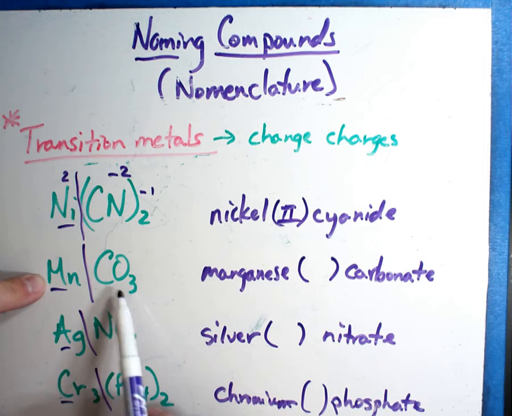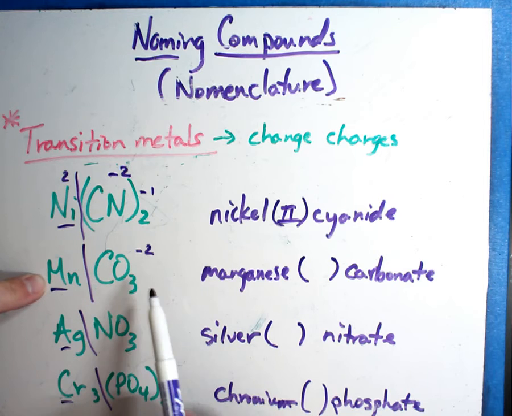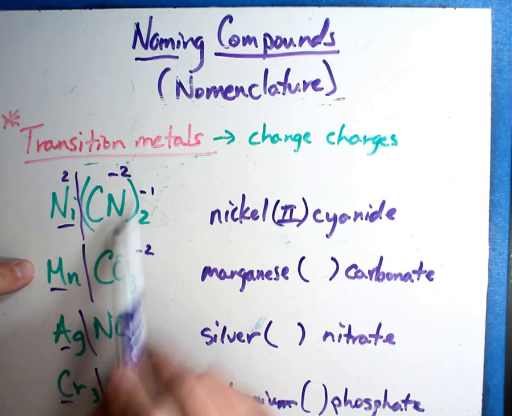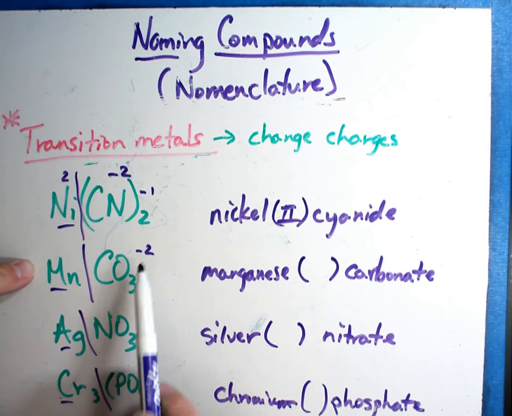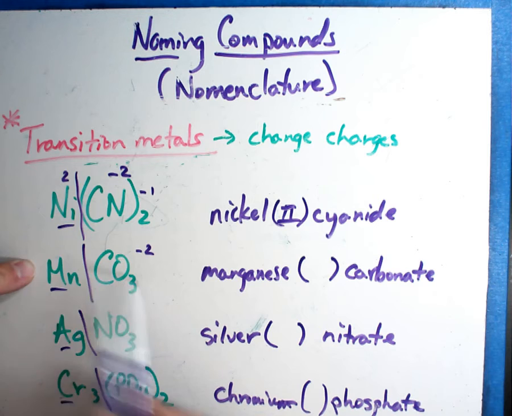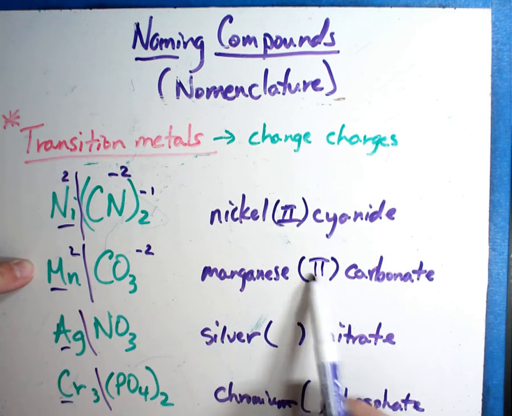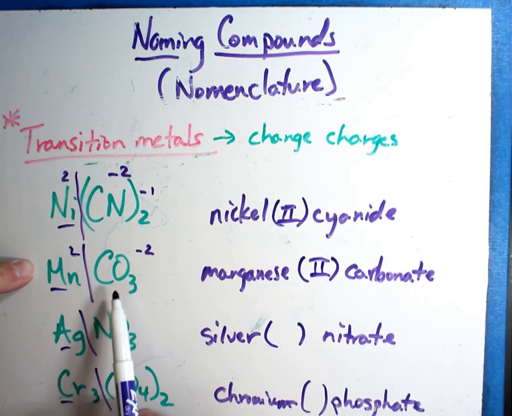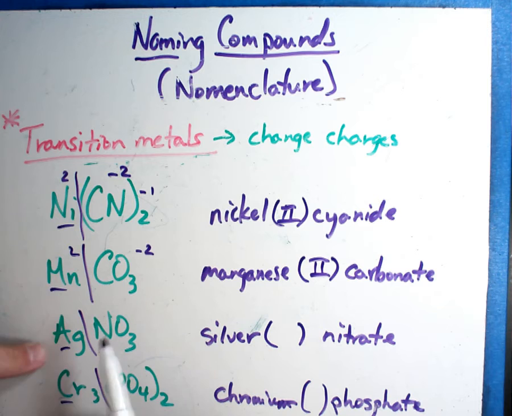Carbonate, ooh, this one's tricky. CO3 is a -2 charge. There's not 3 of them, there's only 1 of them. If there was more than 1, I'd have parentheses with a number, so there's only 1 CO3. So that means the front half has to be a 2 to equal it, so this is manganese 2 carbonate. Notice you don't see that 2 anywhere in there. That's why you cut it in half and do the math every time.